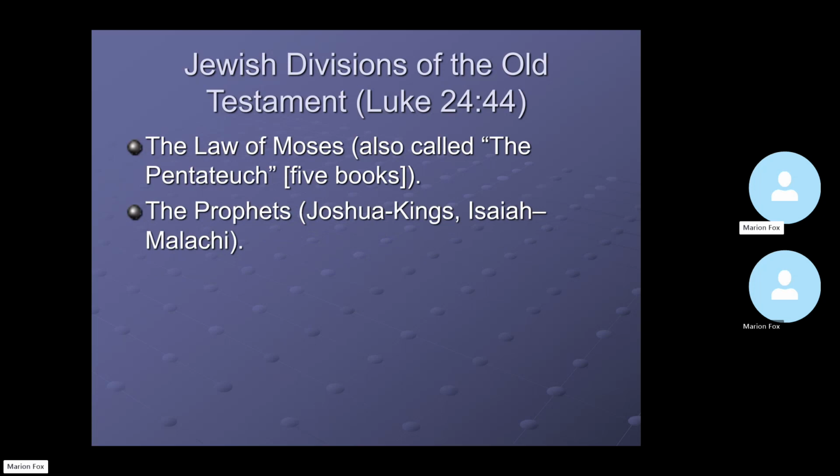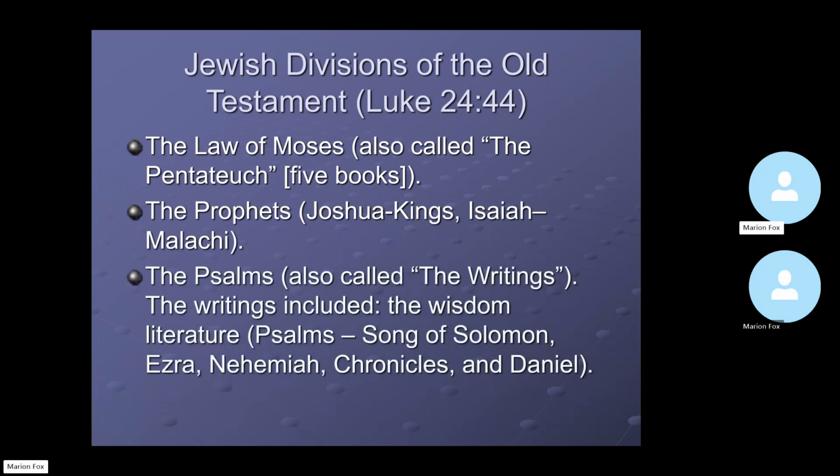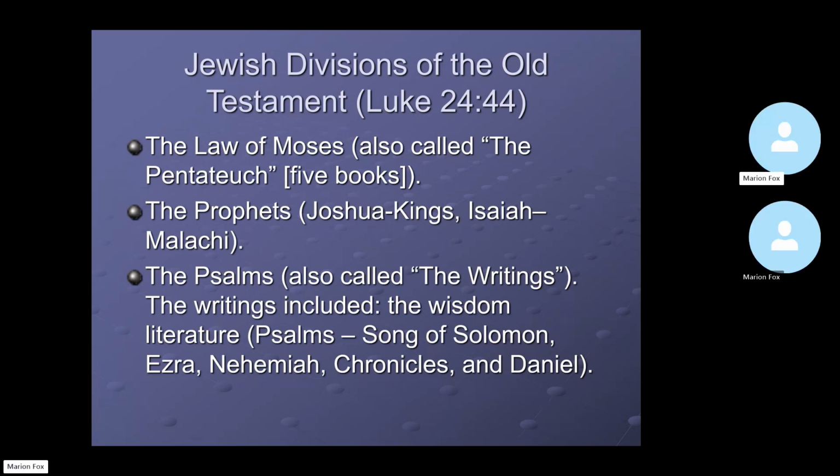Then Jesus' second division was the prophets, and that would include Joshua through Kings and Isaiah through Malachi. And then his third division was the Psalms, which is also called the writings by some people in some portions of the scripture. The writings included what's called the wisdom literature. It would be Song of Solomon, Ezra, Nehemiah, Chronicles, and Daniel. That's how they included these books in there, and so their cataloging of that was a little bit different than I would categorize it.